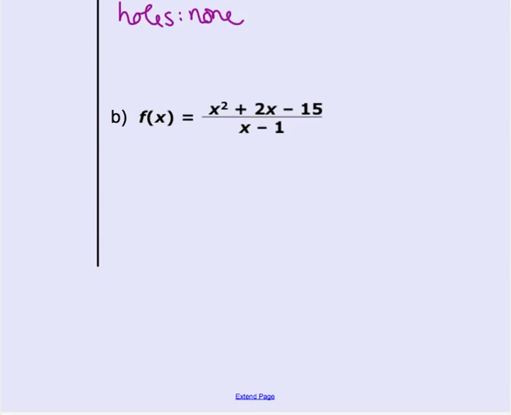Last example. Domain restriction, x cannot equal 1. It does not matter if there is a common factor of x minus 1, that is still a domain restriction of our function. It's either a vertical asymptote or a hole, but x cannot equal 1. And in order to figure out which it is, I'm going to go ahead and factor my numerator. What multiplies to negative 15 adds to positive 2. Positive 5, negative 3. So it does not cancel, so that means it's a vertical asymptote.